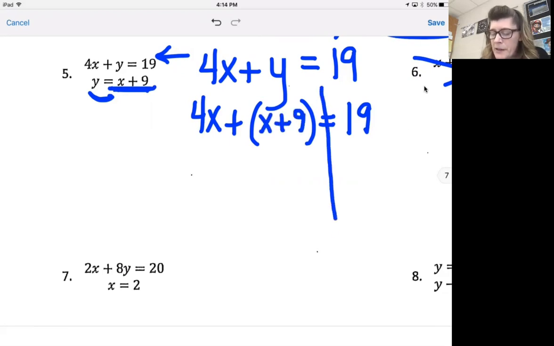So we're going to simplify this side. We have 4x plus x. Those two are like terms, so we can put them together and we get 5x.